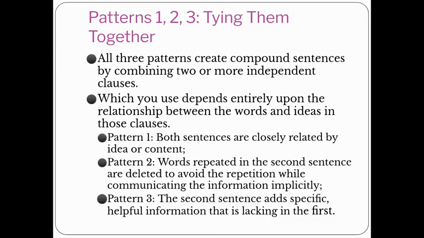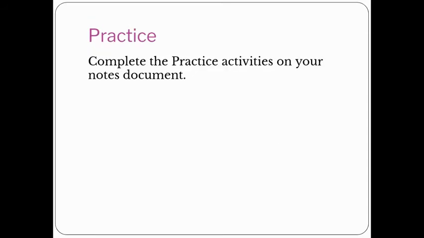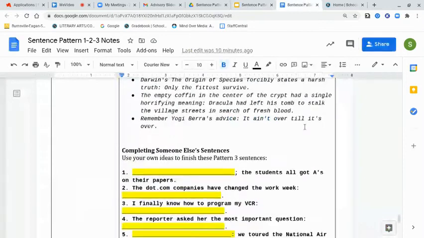Pattern 3. The second sentence adds specific, helpful information that is lacking in the first. So you only use pattern 3 if the second sentence literally clarifies the first sentence. If it doesn't do that, if it's not that kind of relationship, you're better off using pattern 1 with the semicolon. Yes, you can still use comma fanboys, but I really want to encourage you to use semicolons and colons more often because they're new, and you can be coached up on how to use them more effectively and become more confident in using them as you go forward. Let's take a look at the practice and the examples.